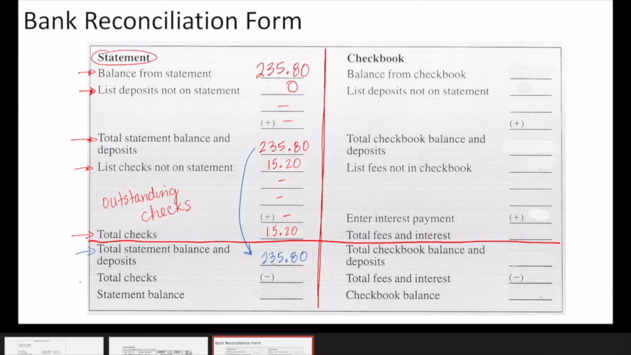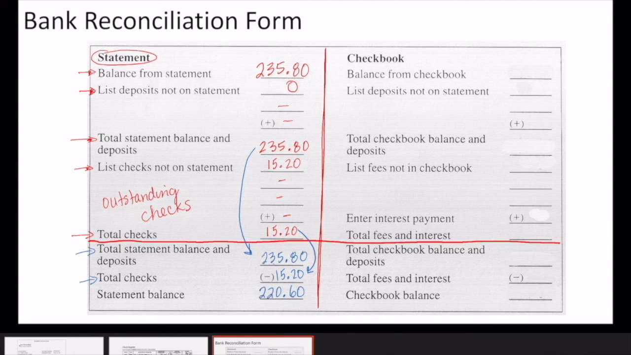And then it says total checks. Our total checks is right there. So we will move that number down, $15.20. It tells you to subtract it. So therefore we'll take $235.80 minus $15.20, and we come up with $220.60. So now when you look at this, the statement balance is what the bank has in your account.